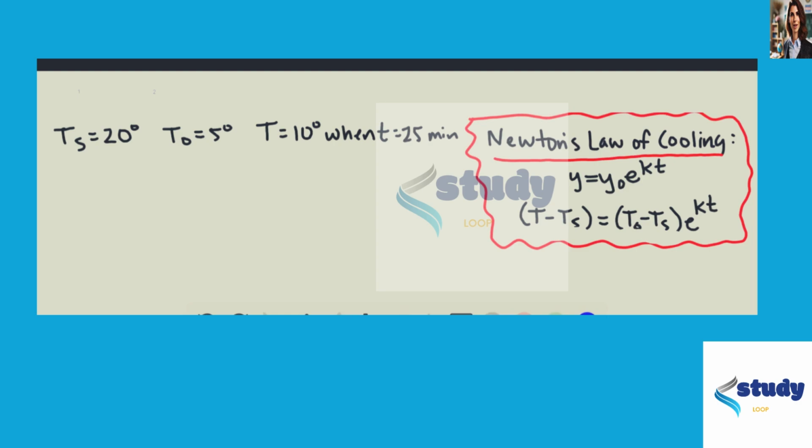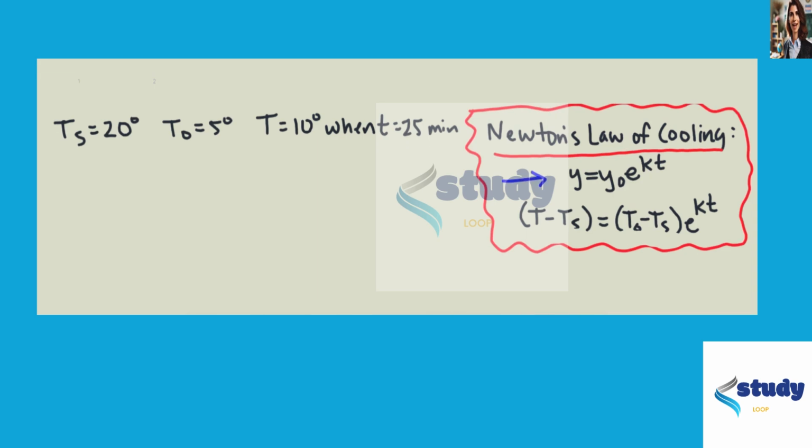We have a Newton's law of cooling problem, and when we read the section in the book, we see that Newton's law of cooling problems fall into the same category as exponential growth and decay, and we can make our model a little bit more specific. We can replace the y with T minus T sub s, where T is the final temperature of the object and T sub s is the temperature of the surroundings, and we can replace y naught with T naught minus T sub s. T naught is the initial temperature of the object, and T sub s is still the temperature of the surroundings.